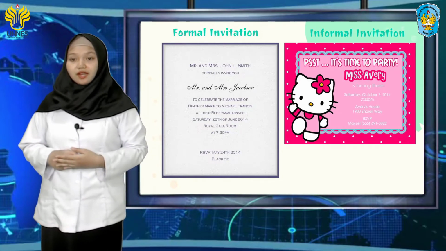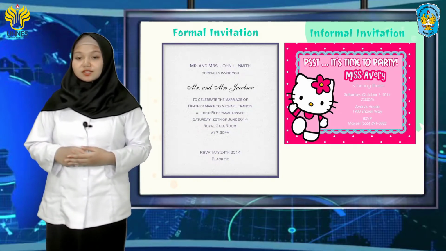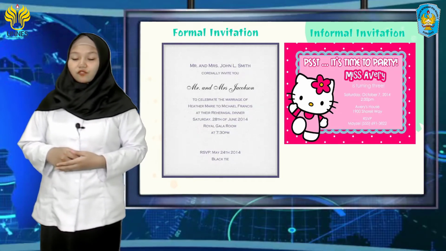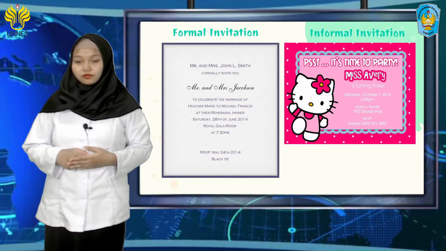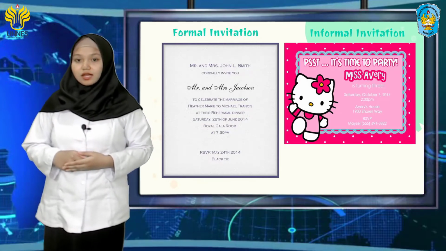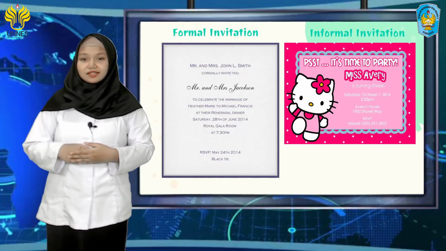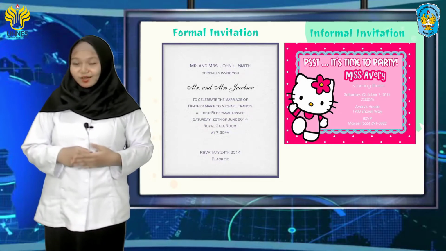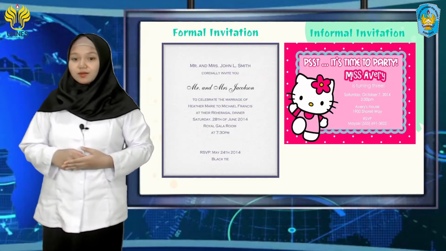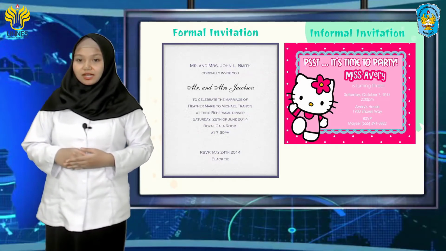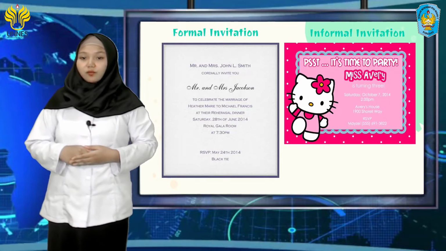Yeah. And then in the informal invitation, you could see clearly that from the language features, it is very informal. Yeah, for example, you could add some kind of phrases like psst or something. It's time to party, Miss Avery. It's turning 3. Yeah, so it is from friend to friend.